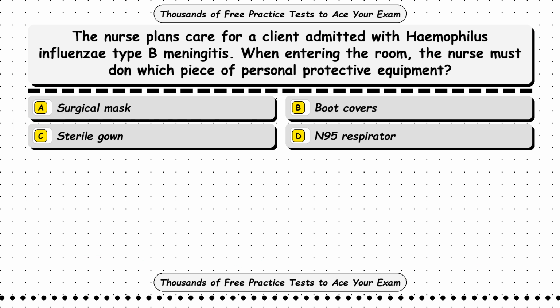Question 84. The nurse plans care for a client admitted with Haemophilus influenzae type B meningitis. When entering the room, the nurse must don which piece of personal protective equipment? Option A, surgical mask. Option B, boot covers. Option C, sterile gown. Option D, N95 respirator.